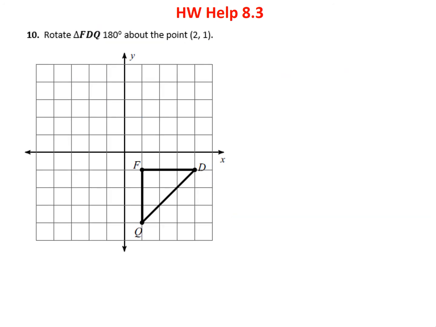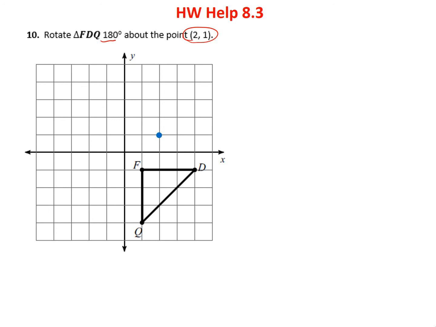Problem 10 is very much like problem 9. Instead of 90 degrees, we're going to rotate 180 degrees. However, we're going to rotate about a point, not the origin. So again, our strategy: first, let's translate the triangle so that our rotation point is the origin, do the rotation, and then translate back. That's our strategy. So the first thing we're going to do, there's our point 2, 1.